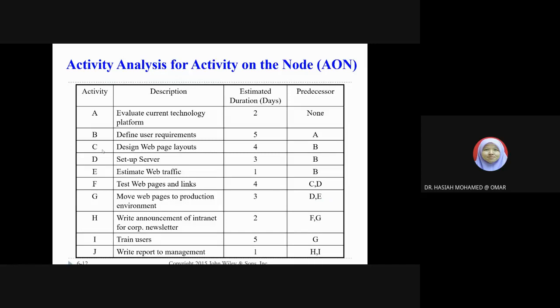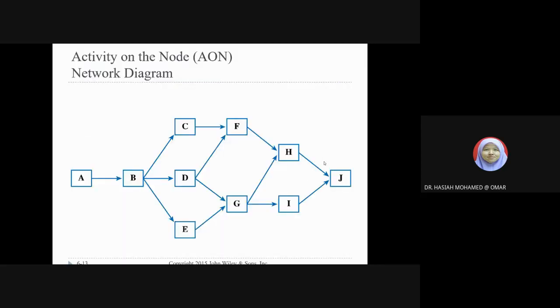Okay. Activity C starts once we complete the activity B. And at the same time, we can start the activity D in parallel with activity C because activity D can be started when we complete the activity B. Okay, so that is how to read it. And this is how we can present it in the network diagram.